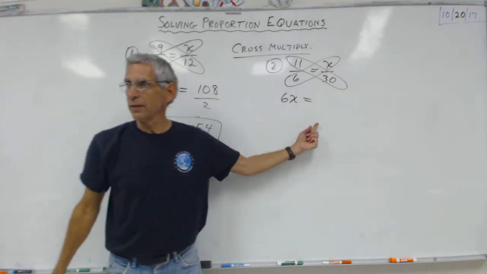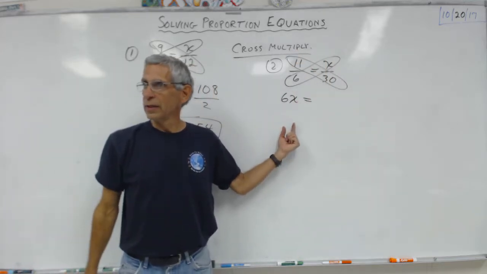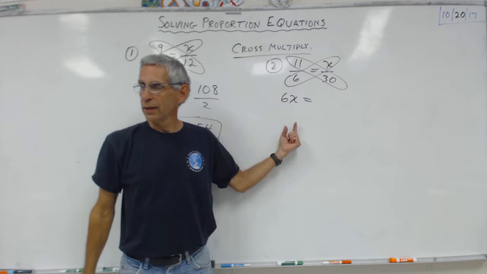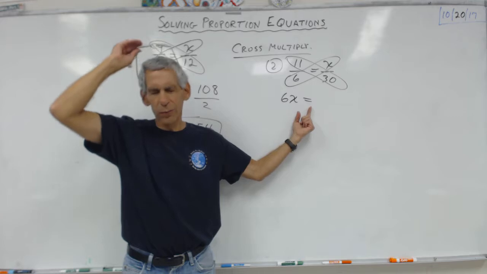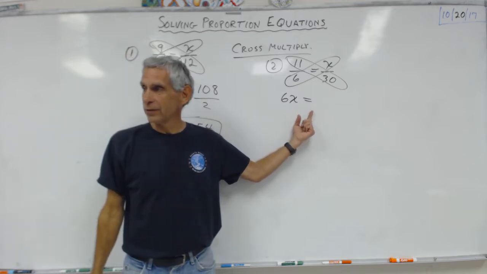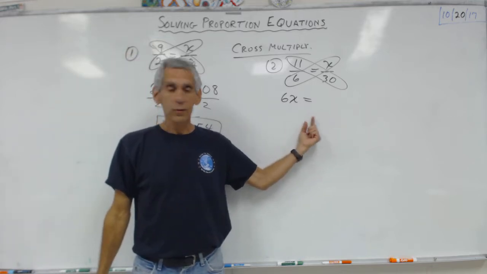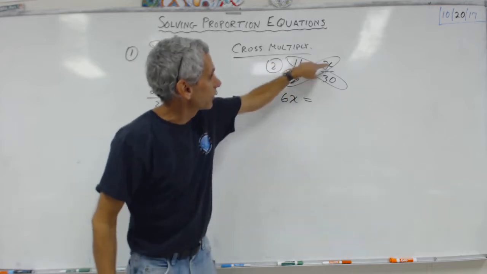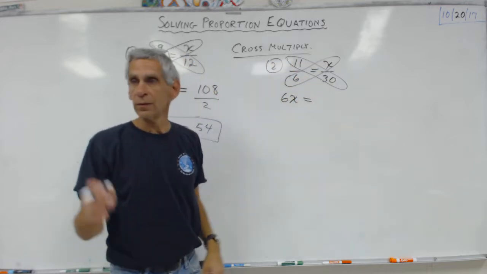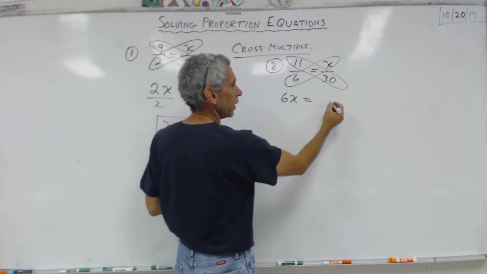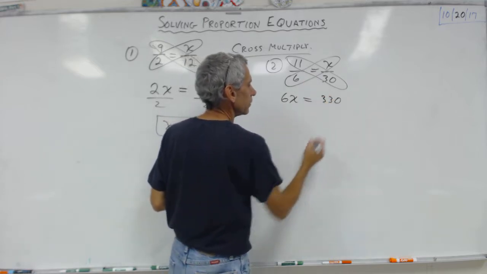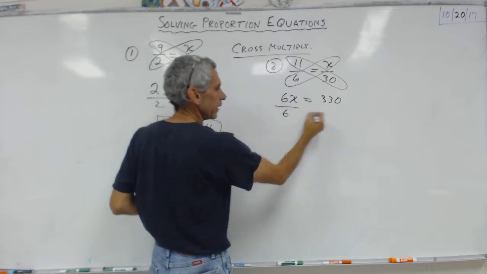A lot of times I find kids totally get it during the lecture, and then they start doing it on their own, and they forget to put a plus sign. I mean, put an equal sign there. They put a plus sign instead or something, and then they don't know what to do. So it's got to be there. It's this times this equals this times this. Okay. So now I'm going to do 11 times 30. 330, right? And now I divide by 6.